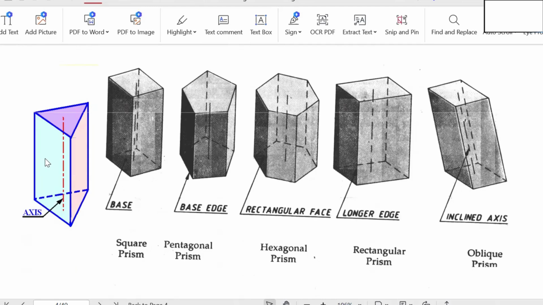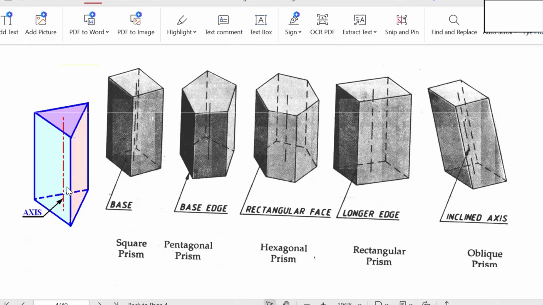Then you should know about the axis. What is the axis? Every solid can be represented by an axis. The axis is an imaginary line joining the center of the top face and the center of the bottom base. These two are joined by an imaginary line. The axis represents the height of the solid.